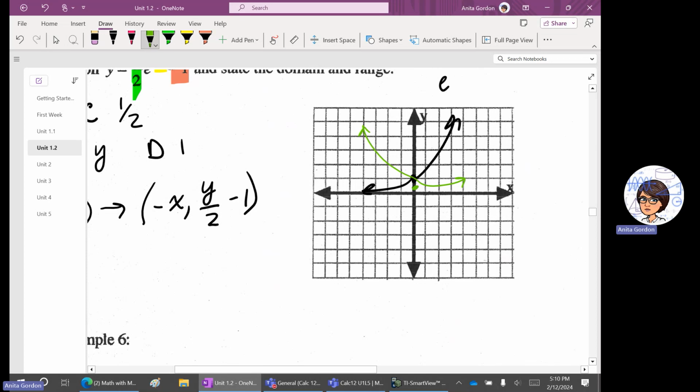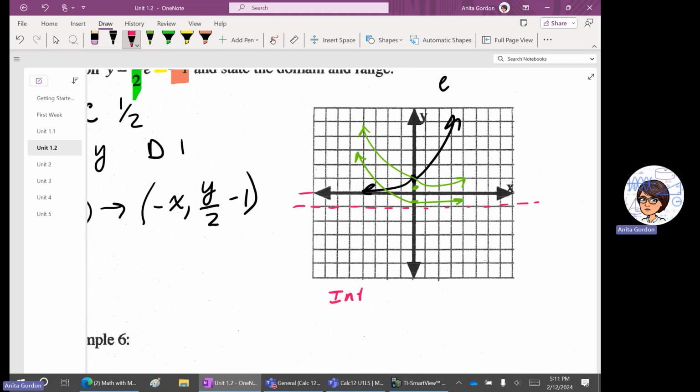And I'm bringing it down 1. So from positive half to negative half. So my intercept now is here. It's growing this way and this way. I have dropped my asymptote from 0 to -1.